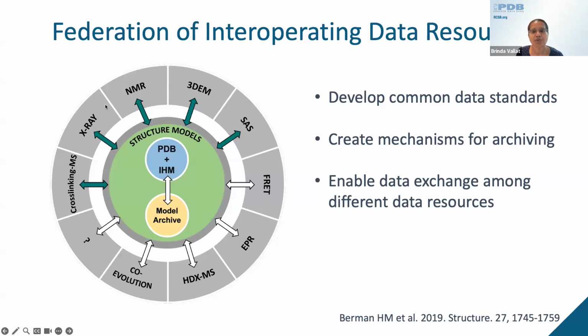The figure shows a conceptual representation of the data exchange in the proposed federation. At the center here are the structural model resources, including PDB with PDB-IHM and the Model Archive, which is the repository for computed structure models. The outer circle depicts different kinds of experimental data used in integrative modeling, such as 3D EM, SAS, cross-linking, NMR, etc. The arrows represent data exchange among the different structure model and experimental communities and the corresponding data resources that support integrative structure determination.